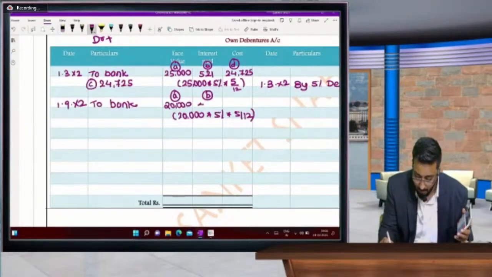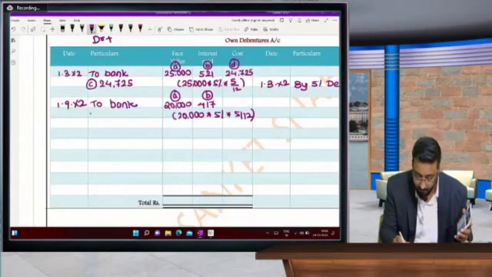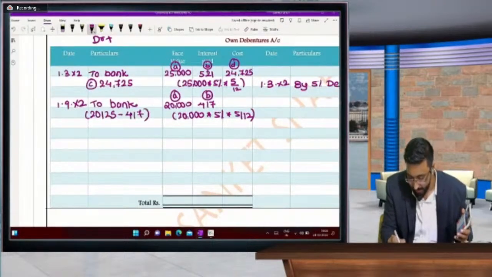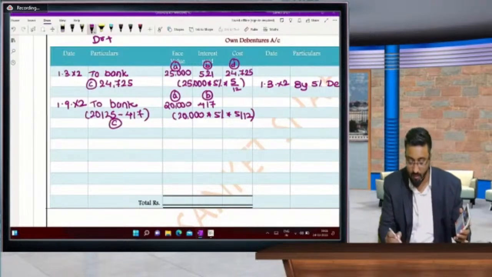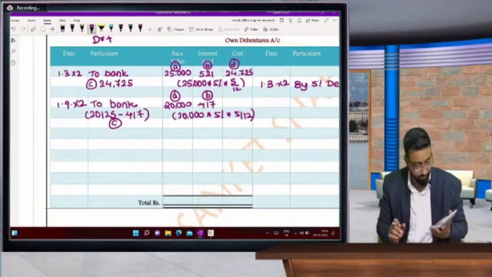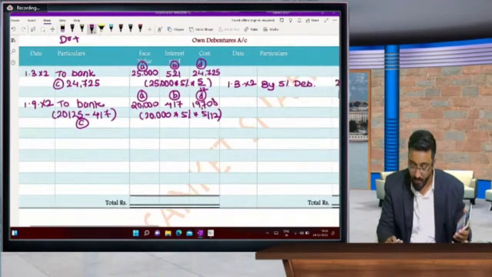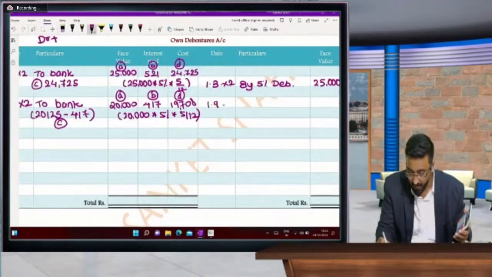$417. At what price, sir? 20,125. But this has accrued interest, so minus interest. See, sir. And 19,708. Now, beta, tell me the profit on cancellation.